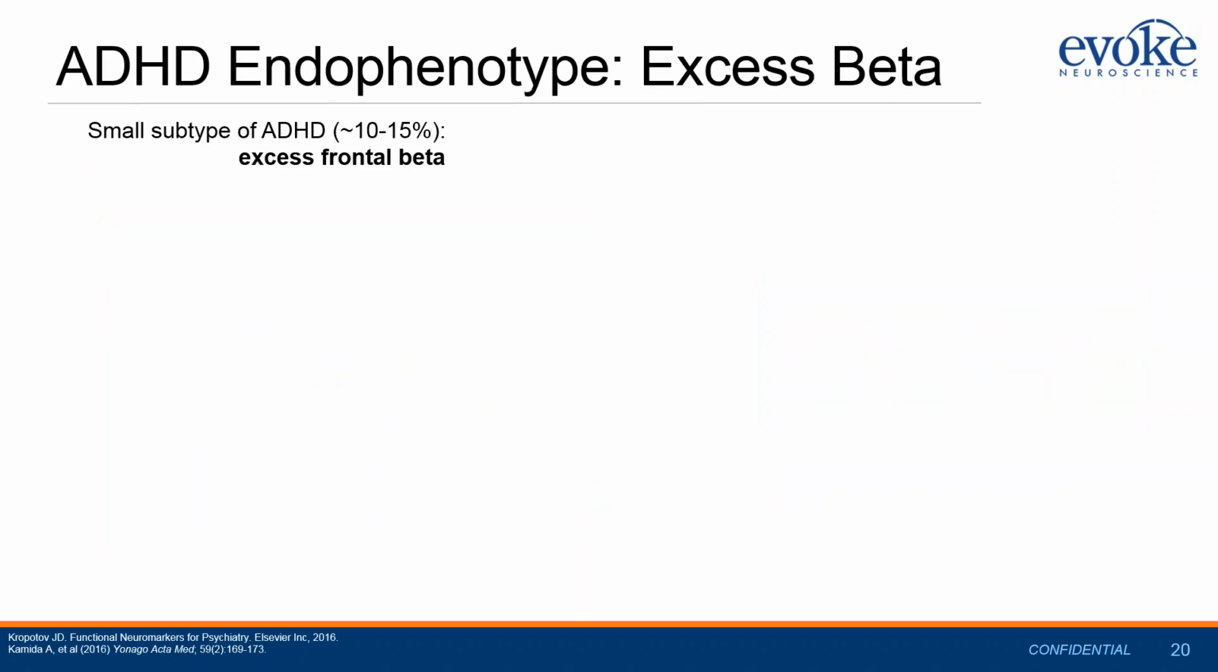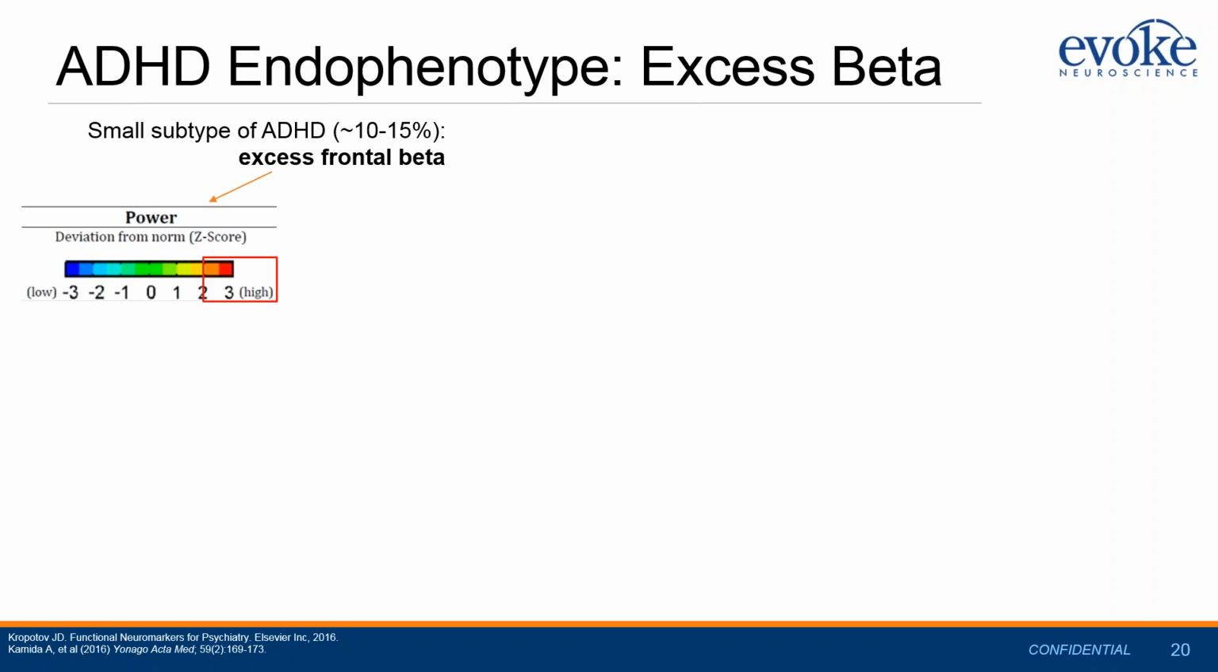Now, in contrast, let's talk about the excess beta endotype. This is a small subtype of ADHD, about 10 to 15%, that presents with excess frontal beta. So remember that excess means high power. I have too much of this. I have excess of this. Frontal means I'm looking at my frontal electrodes.